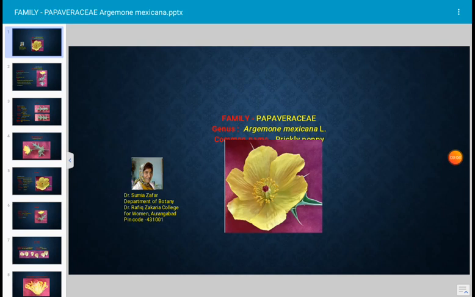Today's topic for discussion is a description of a specific plant, that is Argemone mexicana. The family of this plant is Papaveraceae and commonly it is called prickly poppy. This plant is also commonly called Mexican prickly poppy. This species of poppy is found in Mexico, but now it is widely naturalized in many parts of the world.